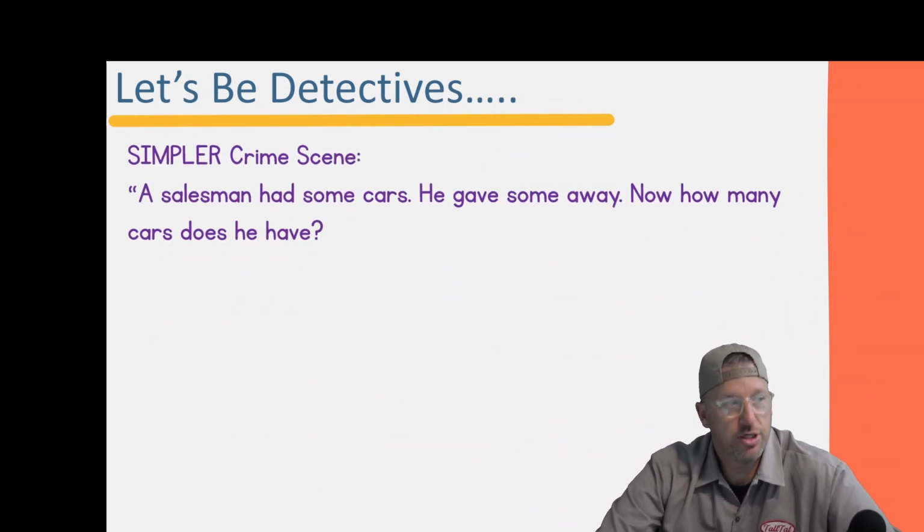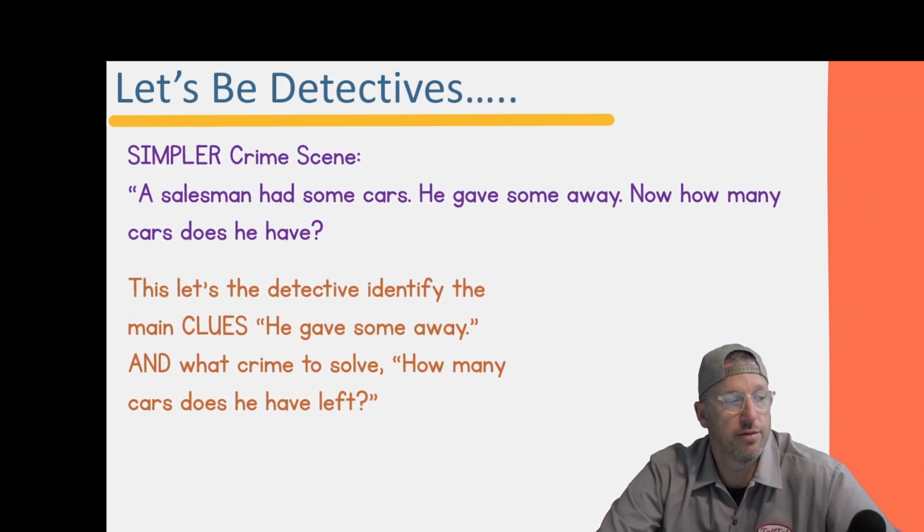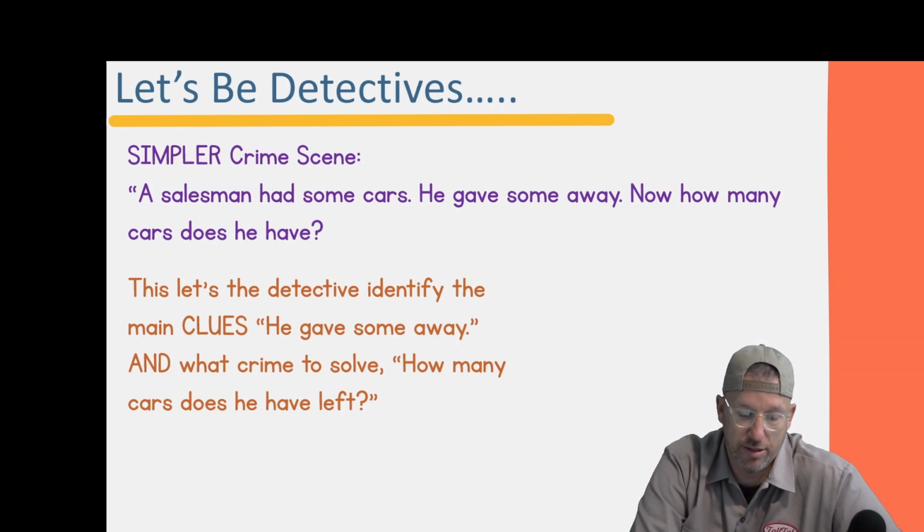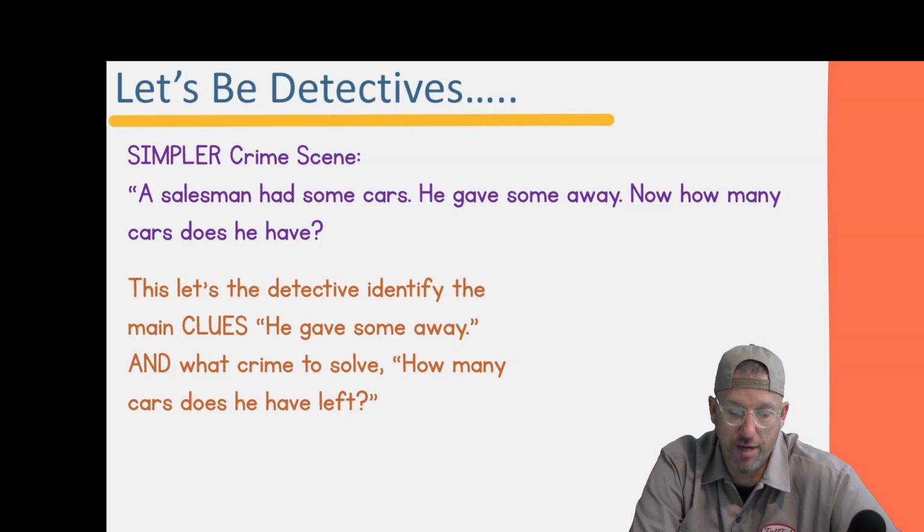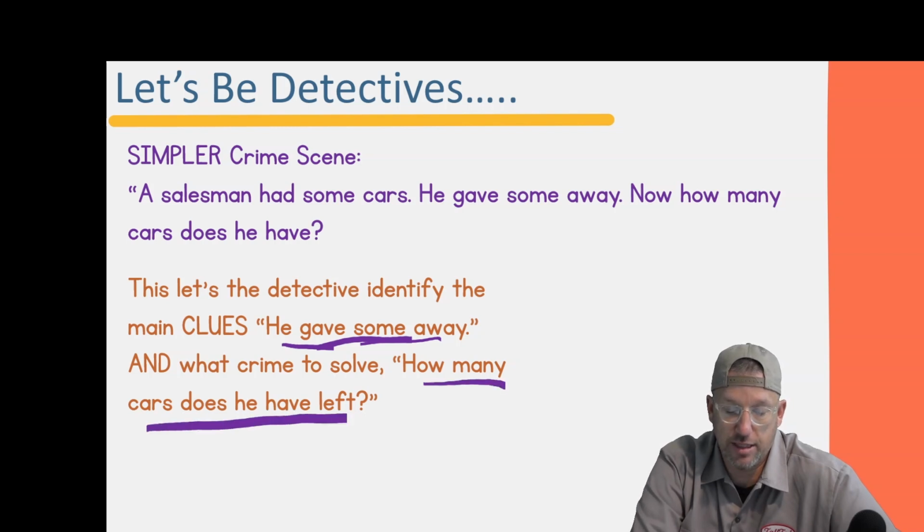Okay, so here's our simpler crime scene. This lets the detective identify the main clues, which are he gave some away. So there's a main clue. He gave some away. And what crime to solve, like how many cars does he have left? So our goal with the simpler version is to look at it and identify the main clues. What we know is he gave some away. And then if we know that, how many cars does he have left?